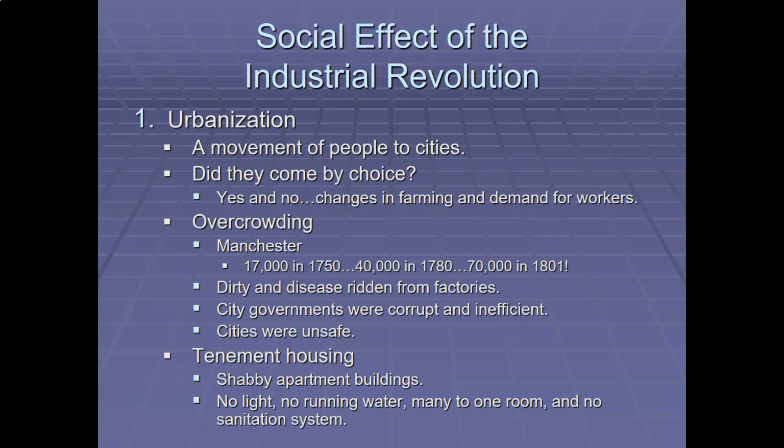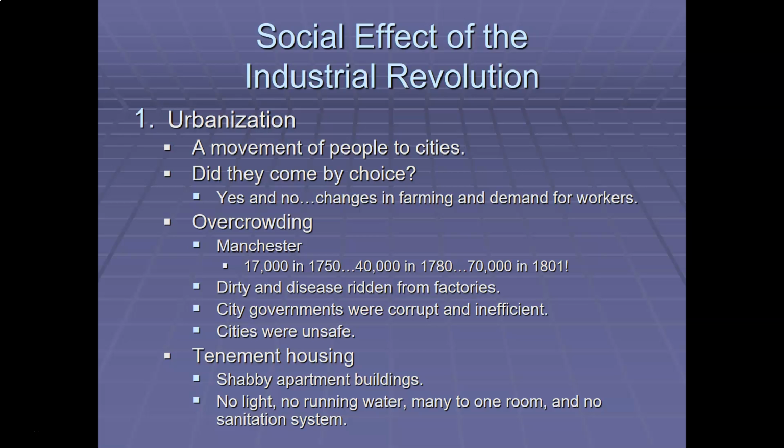All right. Now, the social effect of the revolution. The first is urbanization. You have the movement of people to cities. Now, the big question here is, did people really choose to come to cities? It's a good question, and it's a complicated answer because some did choose to come to cities and others didn't. You have to think about the demand for workers, the pay that was being offered in factories, and then realistically, the people that are forced to come to cities, think of those small farmers.